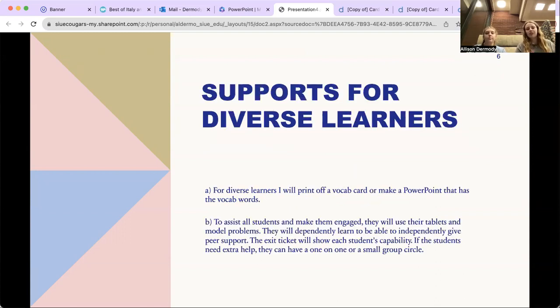Supports for diverse learners. For diverse learners, we could print off vocab cards or make a PowerPoint that has the vocab words. All academic vocabulary that may be included could be included on these vocab cards or PowerPoint. And then to assist all students and make them engaged, they can use their tablets and model problems. They will dependently learn to be able to independently give peer support. And the exit ticket will show each student's capability. If the students need extra group, they can then have a one-on-one or work in a small group circle.